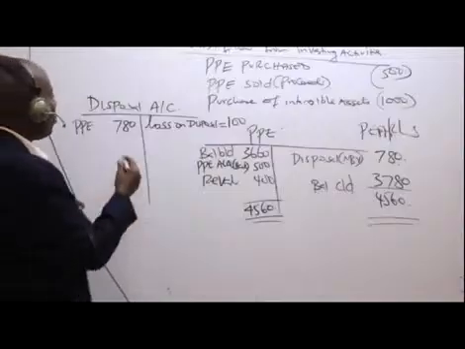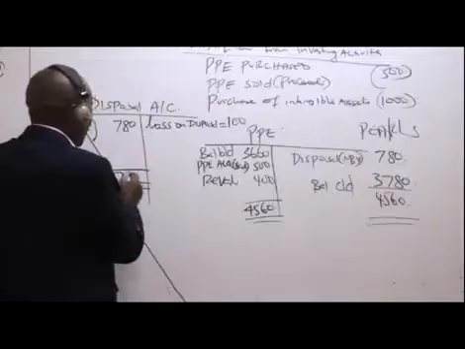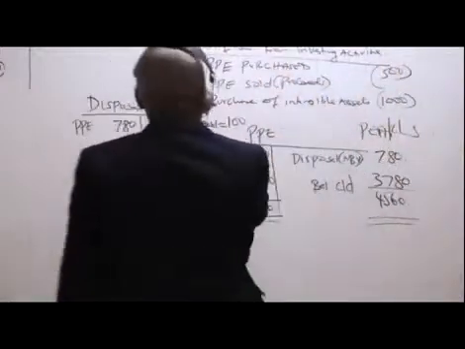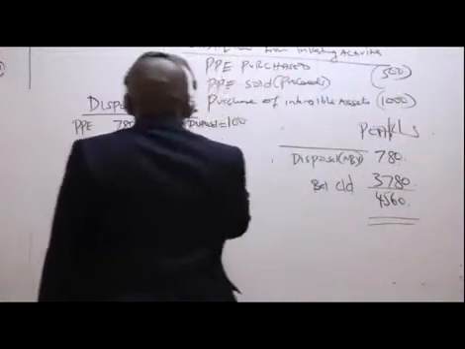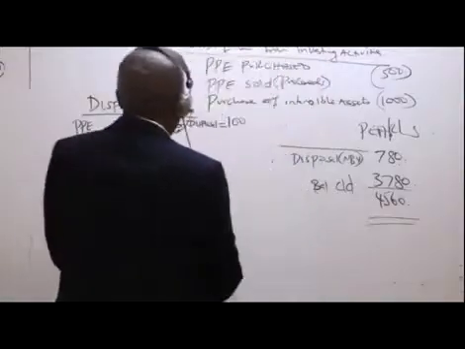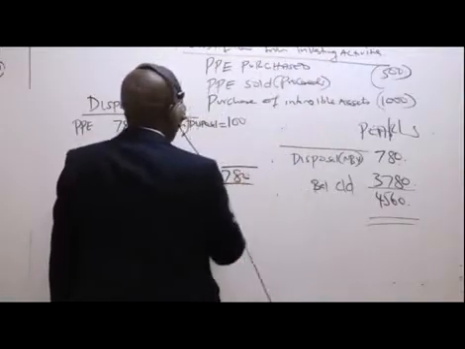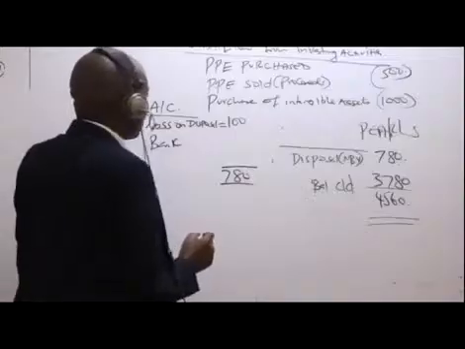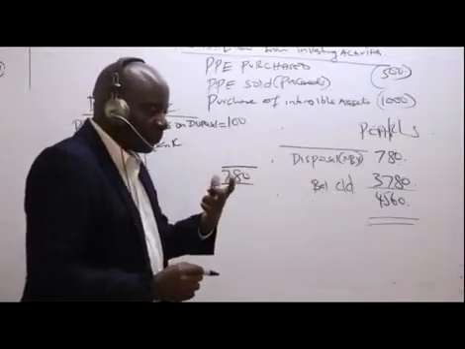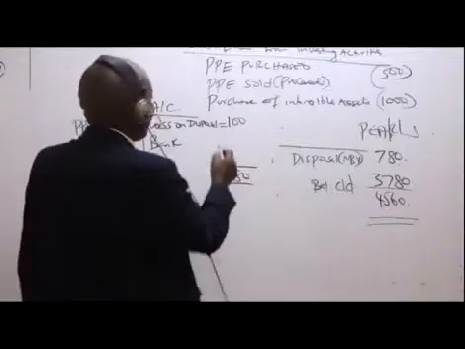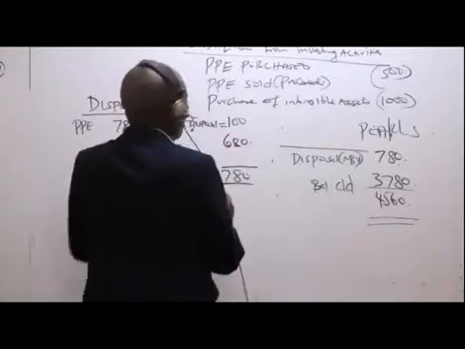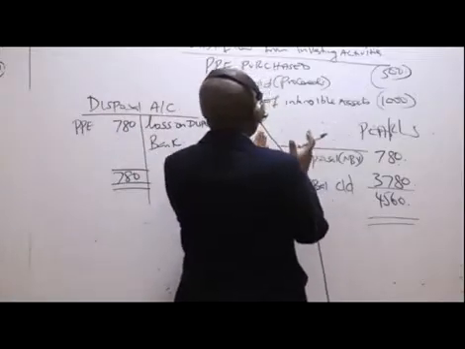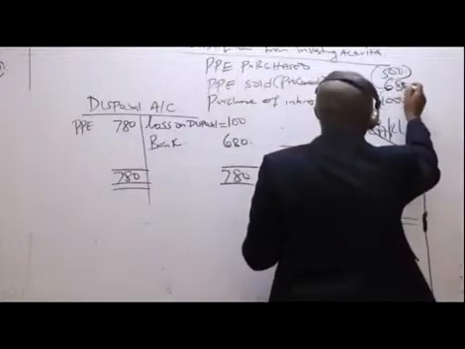So when you do the balancing, what do we have, ladies and gentlemen? We have 780 here, 780 here, 780 there as well. So it means that out of whatever we disposed, we received how much in form of cash? 680. This is what we received, 680. So we credit this account, we debit bank, and then we bring this to the cash flow statement and mention here, PPE is 680 positive.